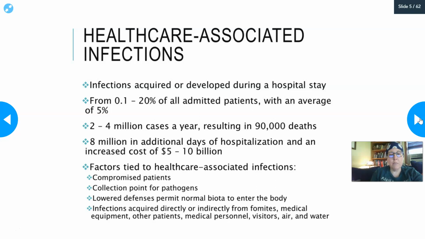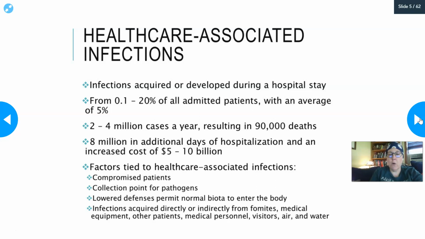That's a lot. The factors that are tied to healthcare-associated infections are compromised patients, so who goes to the hospital, sick people. It's a collection point for pathogens, so you have a whole bunch of sick people in one location. And then the lowered defenses, because of them being sick, can permit normal biota to enter the body, or normal biota that normally wouldn't cause problems to cause infections.